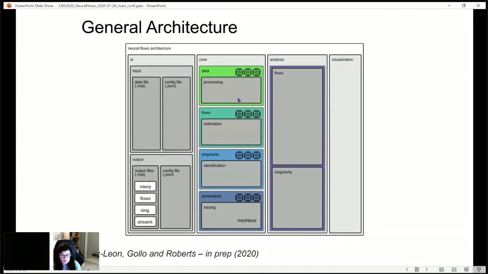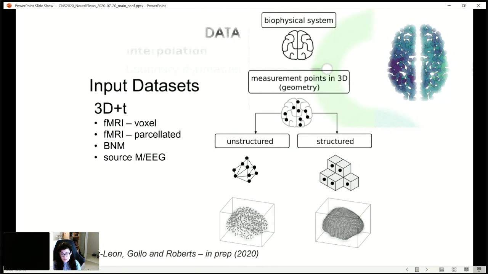We have the core module that actually maps to this workflow: process data, estimate flows, identify singularities, streamlines. We do some analysis, and we also provide visualization. So the input datasets that you can use, it can be this unstructured, as we call it, so these scattered points in 3-dimensional space, or it could be structured, actually, so voxel data as well.